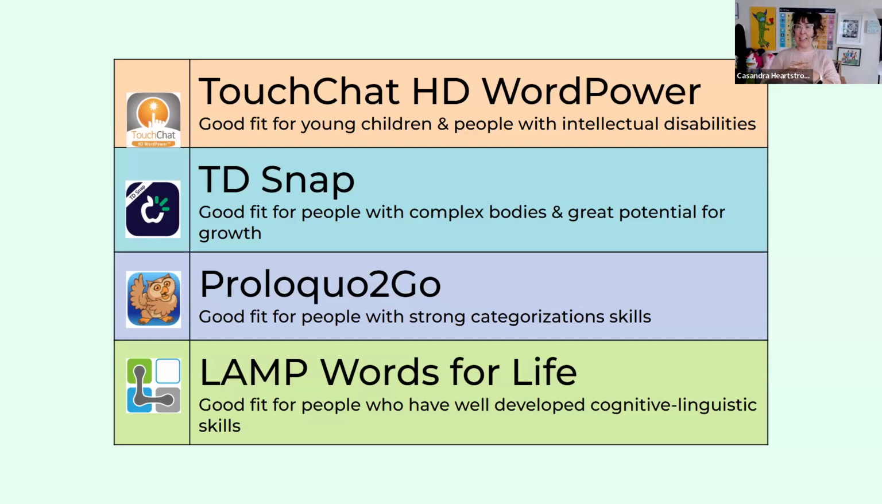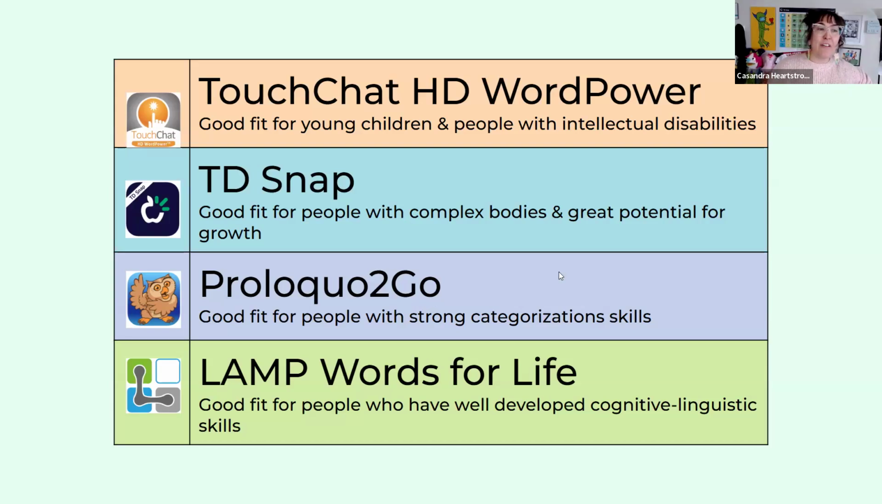So if you've got a kid, even if they're in preschool now, and we can't tell a lot of times how long they're going to use it, but if we can predict that this might be a long-term user, it's great to set them up with TD Snap early on. That way they don't have to change their system when they have grown out of a different one.